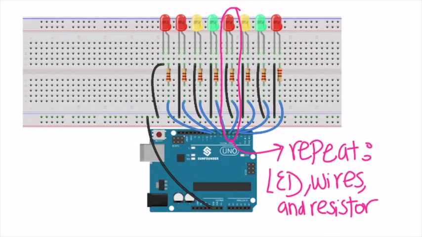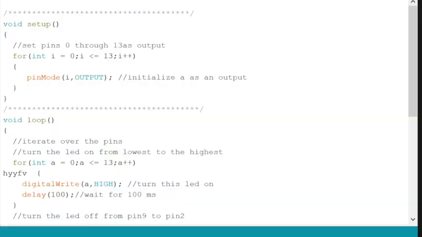When we are changing the circuit, be sure to repeat the pattern of LED, resistor, and wires, so that both the anode and cathode are connected with the appropriate wire and/or resistor, as well as the digital pin being connected properly on the Arduino. As for the code, here's an example of what can be written for the 13 LED project. We would set the pins this time from 0 to 13 in this code.